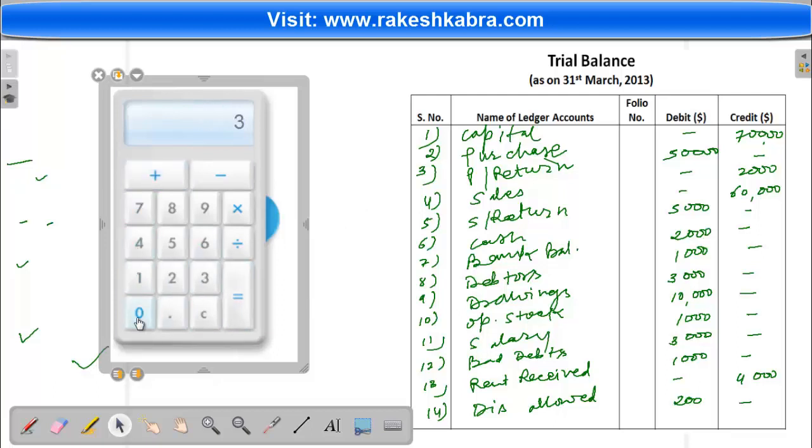Next, 3,000. Next, 10,000. Next, 1,000. Next, 3,000. Next, 1,000. Next, 200. So till here what is the total? 76,200 on this page. Now let's see the next page.